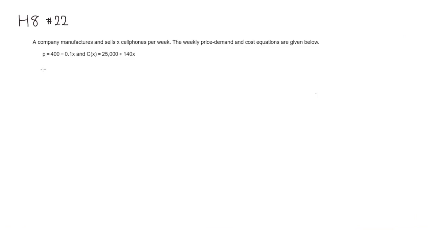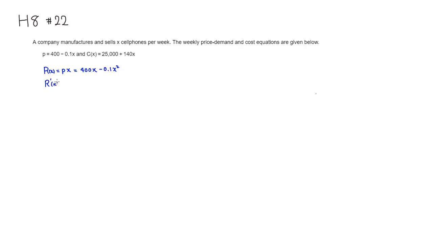The revenue function is simply R of x equals price times the number of units sold or produced. P is already given here, so it's 400 times x minus 0.1x times x, so x squared. This is a quadratic function and it's a downward-facing parabola. The maximum occurs at the vertex, so we can just find the critical number.